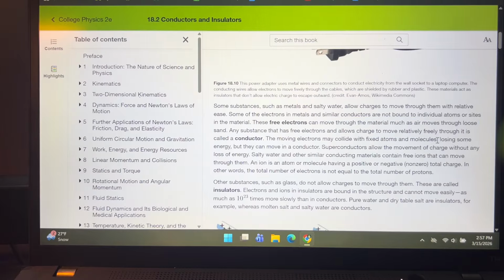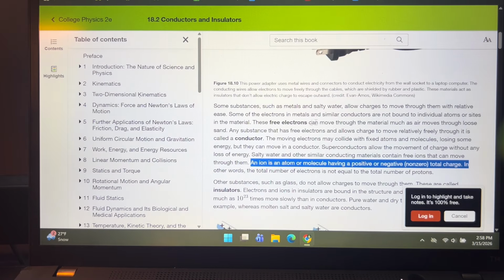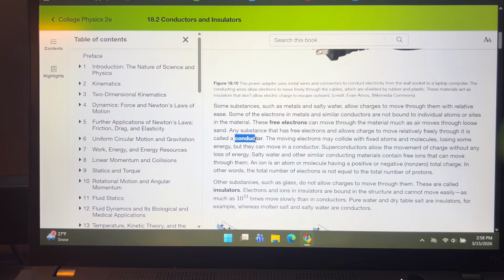Moving through the paragraph, we get down to right here: an ion is an atom or molecule having positive or negative non-zero total charge. Now, sometimes important concepts are not highlighted as easily in physics textbooks such as these, like free electrons or conductor, but we know that ion here is an important factor of this paragraph by dissecting what the sentence is saying.